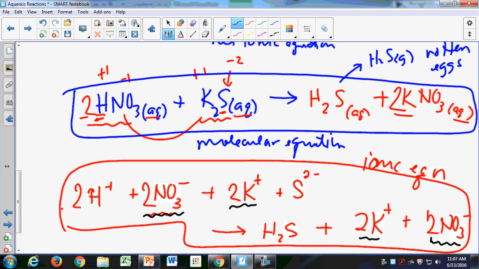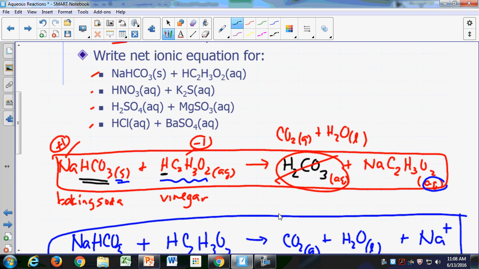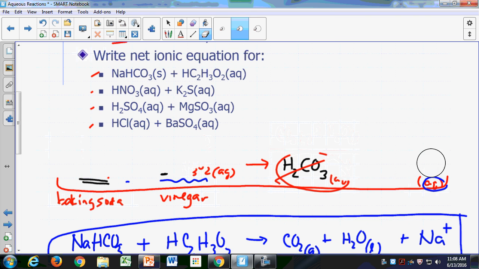Okay, so what happens here is your 2H plus from the nitric acid combines with sulfide from potassium sulfide to give you H2S. And finally, that last example, let's say the third example here: sulfuric acid plus magnesium sulfide. Let's see what happens there.